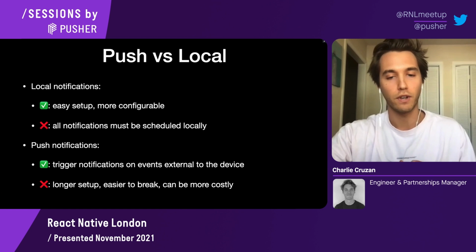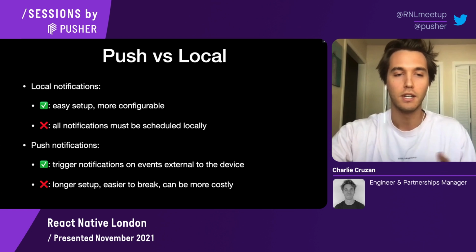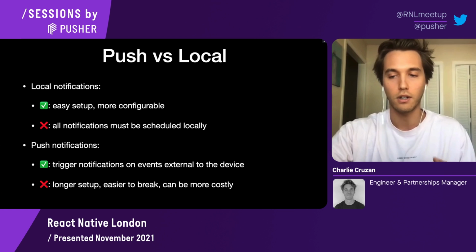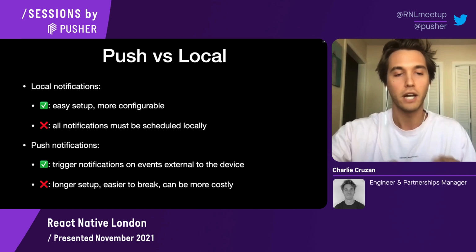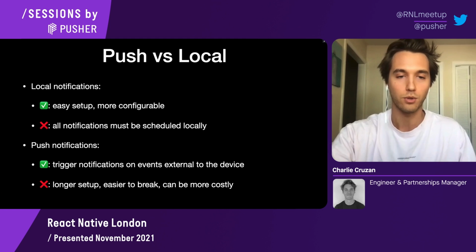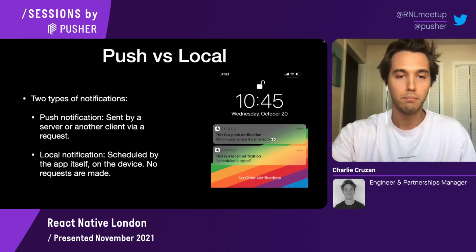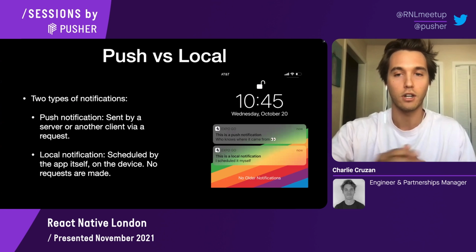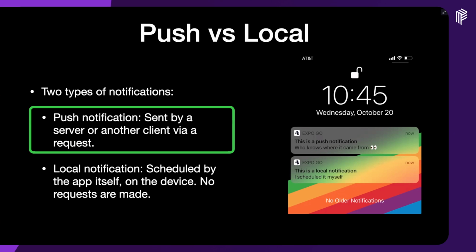But the cons to push notifications are that they take more setup. You have to run a server and pay for that server. And generally they're a little bit more finicky because of the credentials and setup that's required. But for our purposes today, we're going to be talking about push notifications specifically, just because they're a little bit more exciting. For local notifications, you can visit the Expo docs and it's pretty simple to get started.